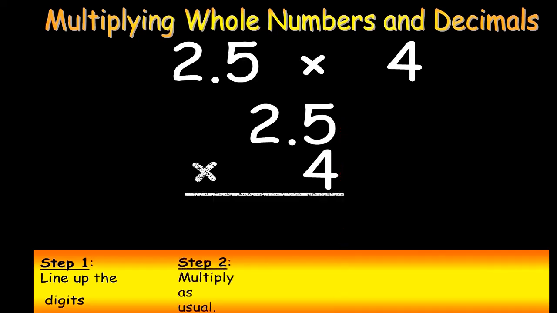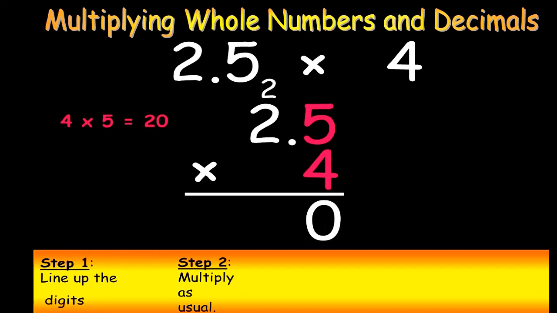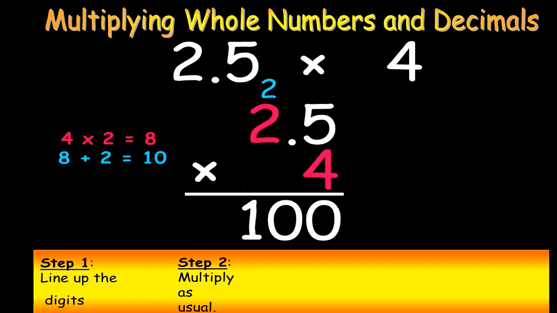The second step is to multiply as usual. 4 times 5 equals 20. So record the 0 and regroup the 2. The next step is to find the product of multiplying 4 times 2, which is 8, then add the regrouped number. Now the product is 100. Then after we finish, we have to place the decimal point in the product.